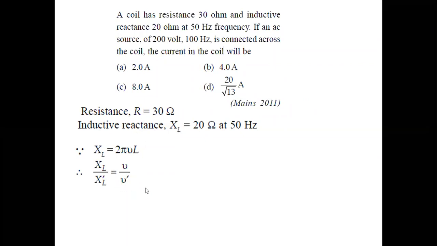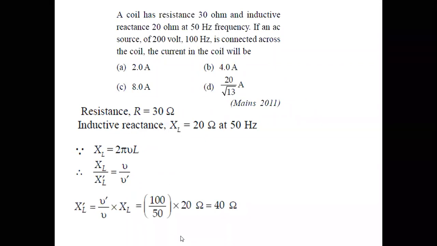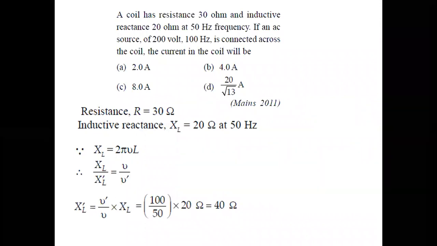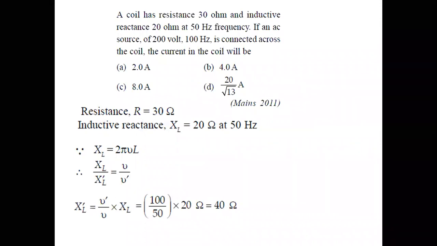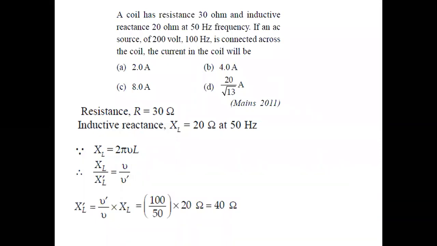The inductance value L nullifies on both sides, what is left is f dash upon f. Now the formula will support you. XL dash is what we want, the opposition at the different frequency. So XL dash upon XL is f dash, the source frequency 100 hertz, upon the given frequency 50 hertz. 100 by 50 is 2, and XL is already 20, so 20 into 2 becomes naturally 40 ohm. What is this 40 ohm? This is the opposition of the inductor at 100 hertz.